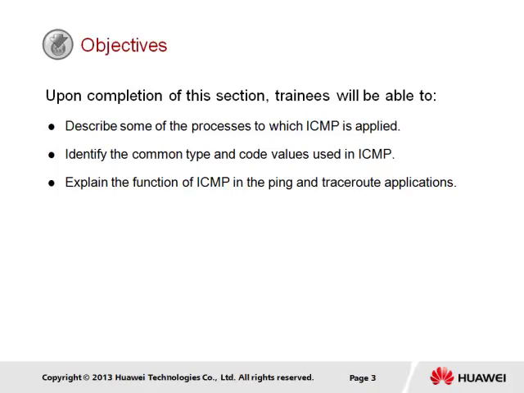So upon completion of this section, it is generally expected that trainees will be able to describe some of the processes to which ICMP is applied, identify the common type and code values used in ICMP, and explain the function of ICMP in the ping and traceroute applications.